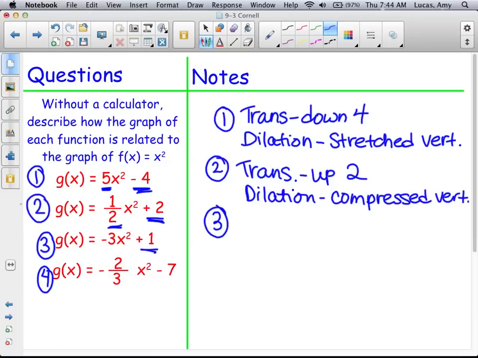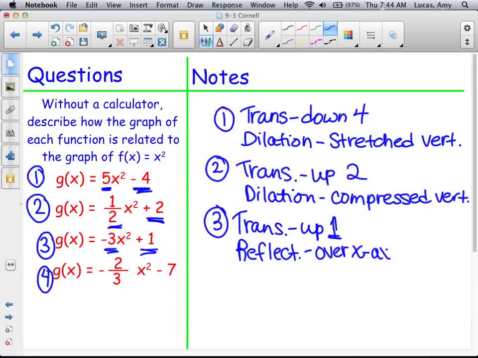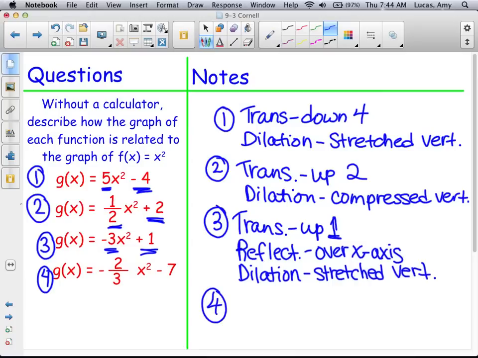Number 3, the +1 gives us a translation, up 1. And the -3, we're going to have to think about this 2 ways. The negative sign makes it a reflection over the x-axis, and the 3 makes it a dilation stretched vertically. So with that coefficient, it's pretty tricky. You have to separate out the negative sign from the number.